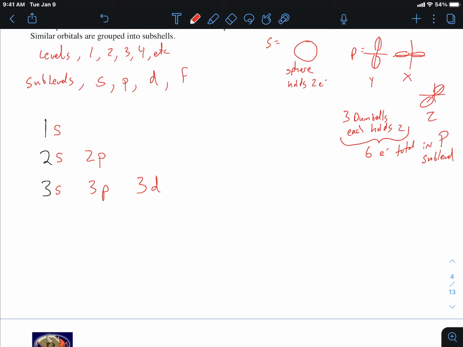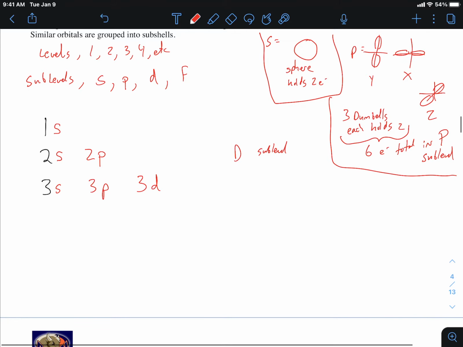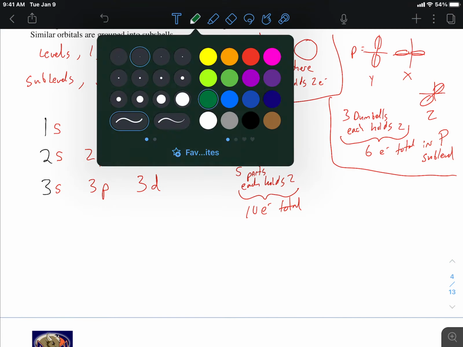Notice as every time we go down a new level, there is a new additional sublevel. So we've got D sublevels, which is kind of hard to draw, but just suffice to say that there's 5 parts. Each holds 2, and that makes for a total of 10 electrons total. Okay, by the way, these parts, there's a name for them. We call them orbitals.